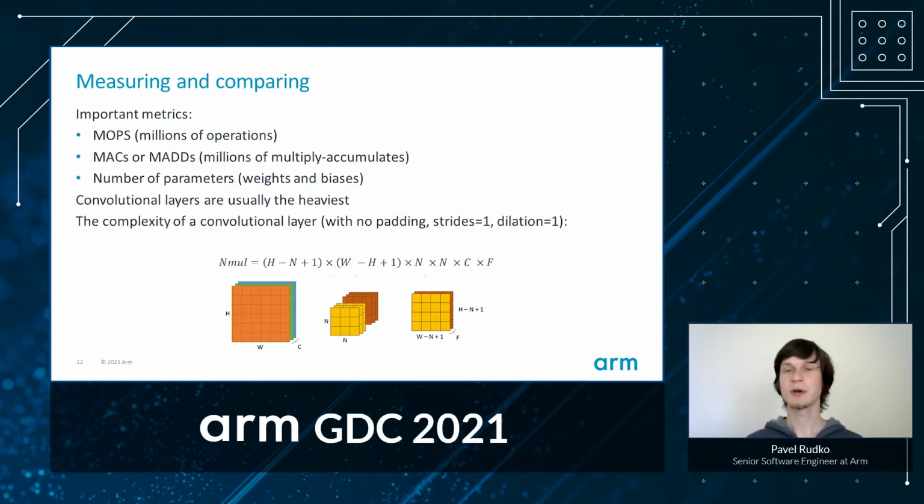But how can we compare different neural networks in terms of complexity and pick the better one? The most important metrics in this case are millions of operations, millions of multiply accumulates, and the total number of parameters in the neural network. Normally, the convolutional layers are the heaviest, and if we know the number of convolutional layers and their settings, such as paddings, strides, or dilations, then we can estimate the total number of multiplications that are required by these layers, as you can see on this diagram.